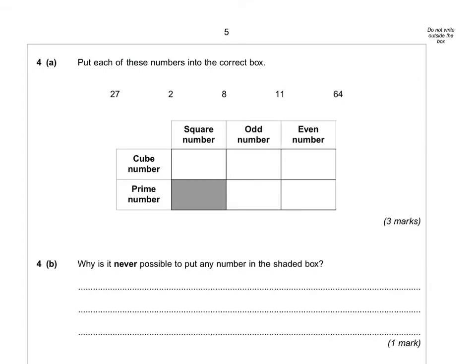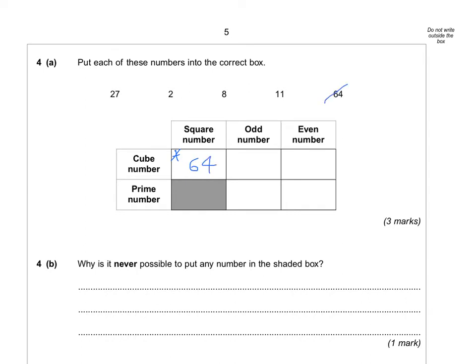Question 4. Put each of these numbers into the correct box. So we have a two-way table that we need to complete with 5 blank spaces and 1 shaded space. So any number we fit into a box has got to satisfy 2 criteria. So, for example, the number that goes in this box here has got to be a cube number and a square number. If we look at the list above, 64 is the only number that will fit the bill.